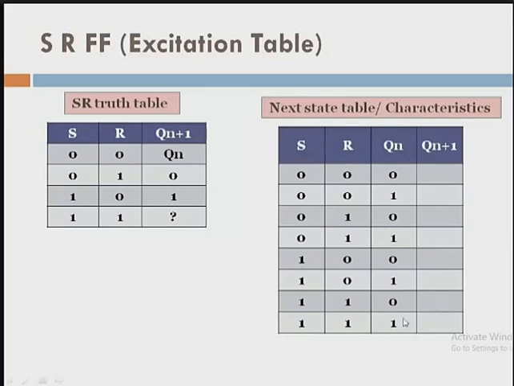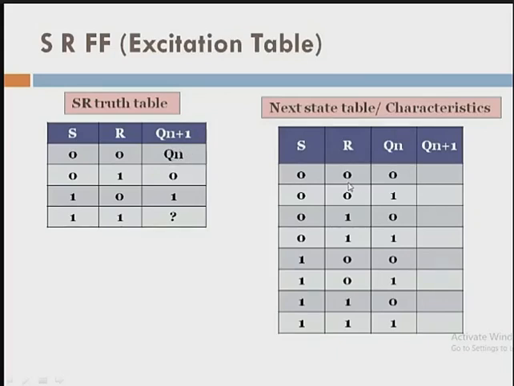Fine. Then how to calculate this Qn plus 1? We can take the reference of the truth table while writing this value. For the first combination, check here: when the S and R values are 0, what is the output value for Qn plus 1? Qn plus 1 depends on the Qn.